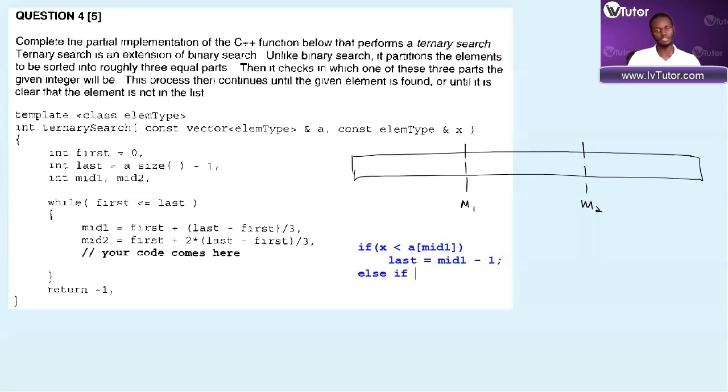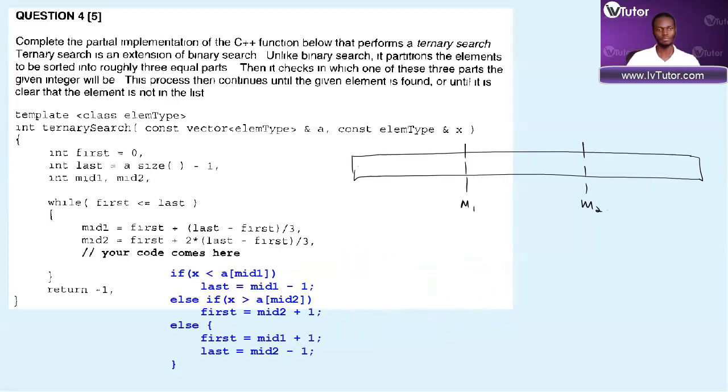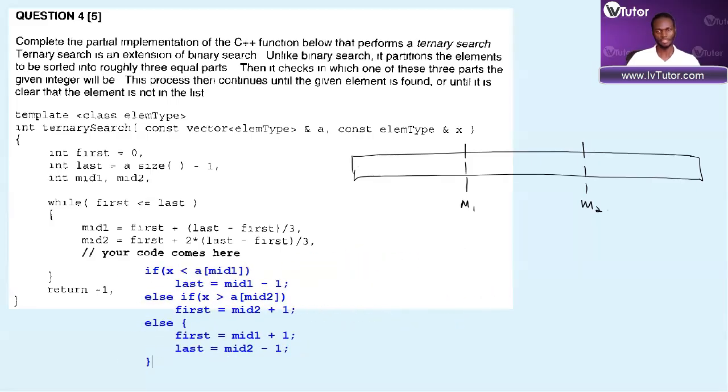And I can go else if my X is greater than the value at mid 2, which is the second middle point, which means I want to focus on the last portion of the array, then my first becomes mid 2 plus 1. Otherwise, well, my first becomes mid 1 plus 1, and my last becomes mid 2 minus 1. That's my if-else statement, and then I loop again. So that is what I'm going to do here, if that's clear.